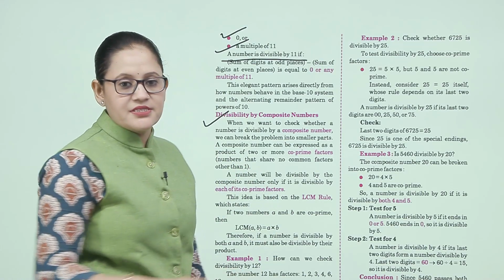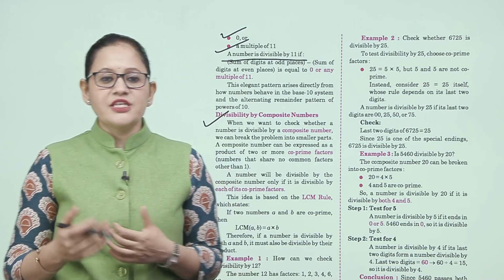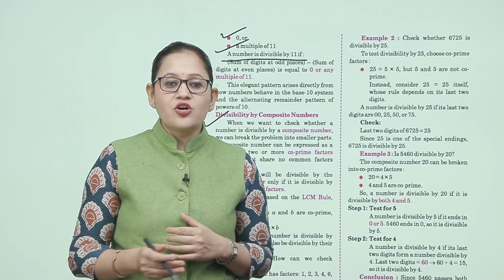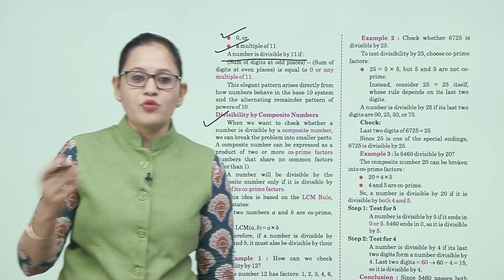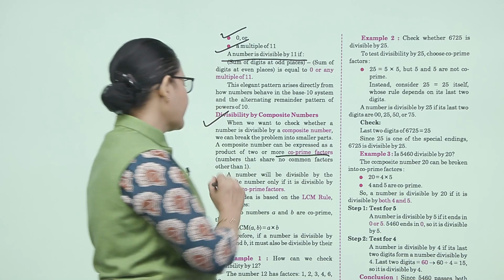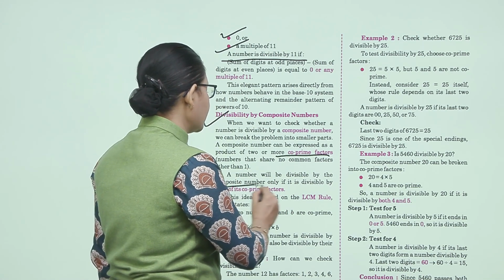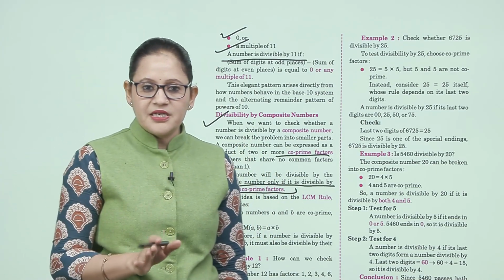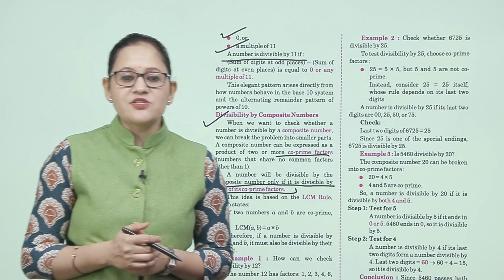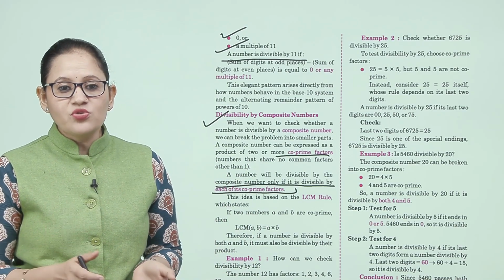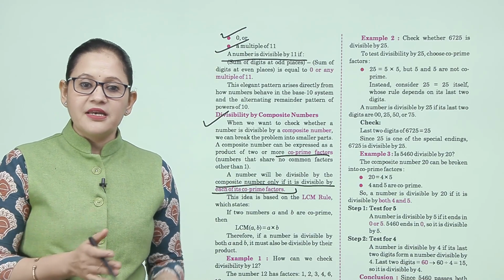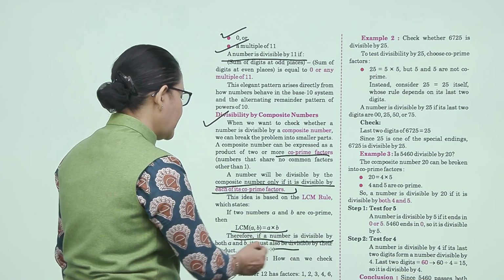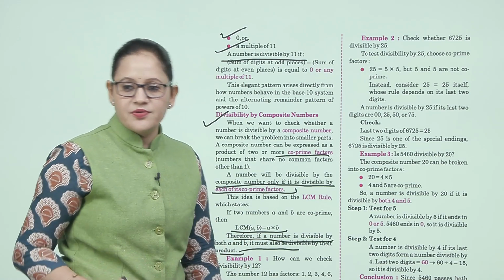Now, divisibility by composite numbers. When we want to check whether a number is divisible by a composite number, we can break the problem into smaller parts. The composite number can be expressed as the product of two or more co-prime factors. The number will be divisible by the composite number only if it is divisible by each of its co-prime factors. This idea is based on the LCM rule, which states that if two numbers A and B are co-prime, their LCM is equal to their product. Therefore, if the number is divisible by both A and B, it must be divisible by their product also.